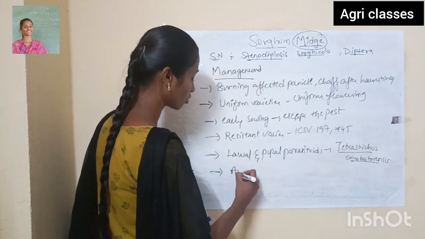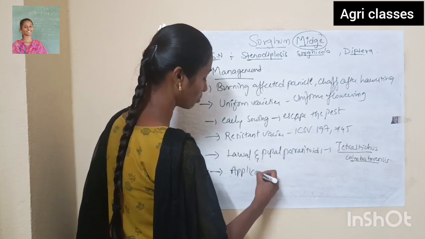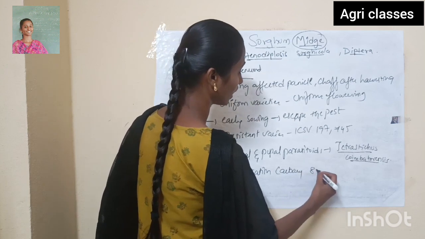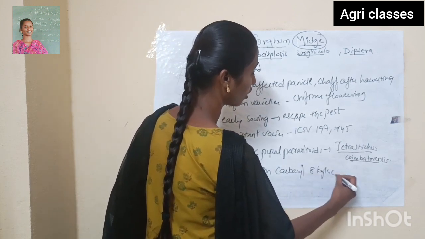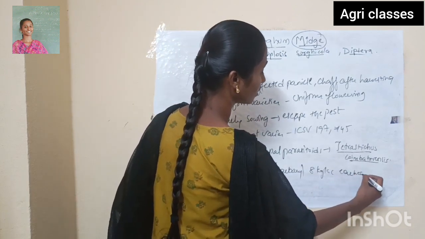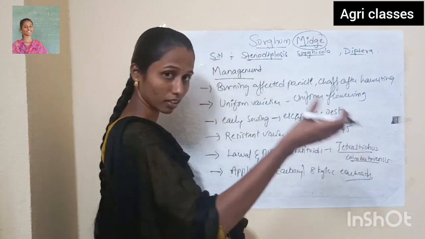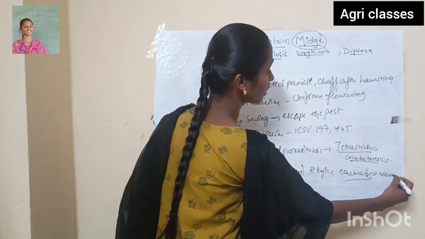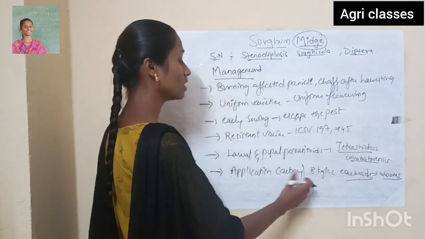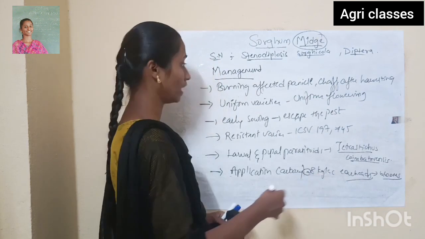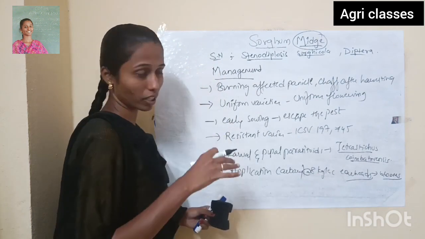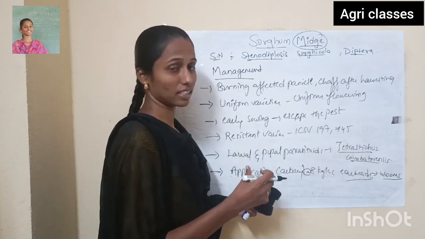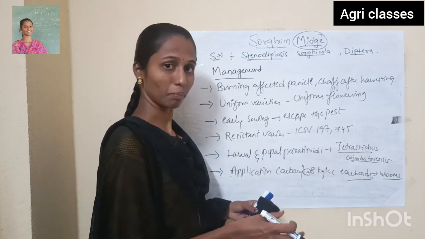Then application of carbaryl dust at the rate of 8 kg per acre on ear heads. After emergence of ear heads, after blooming of ear heads on the panicle, we can spray carbaryl dust at the rate of 8 kg per acre. So this will control the sorghum midge. So these are different management practices for the control of midge. Next we will discuss sorghum ear head bug.